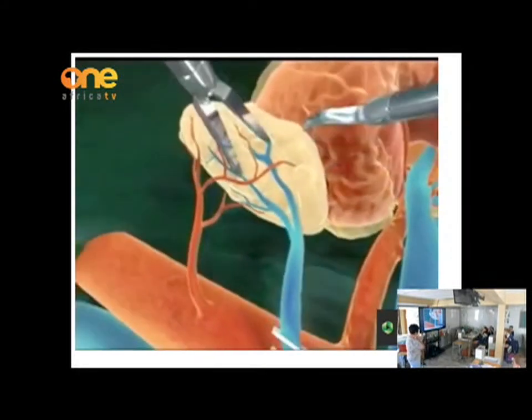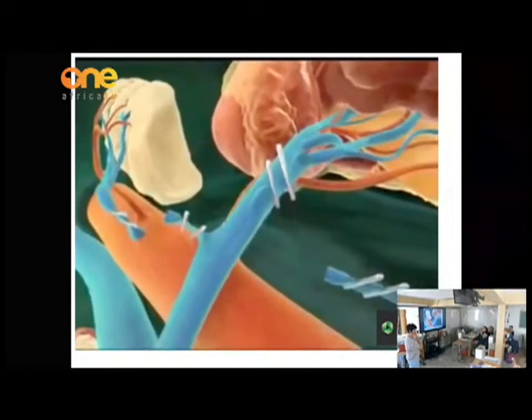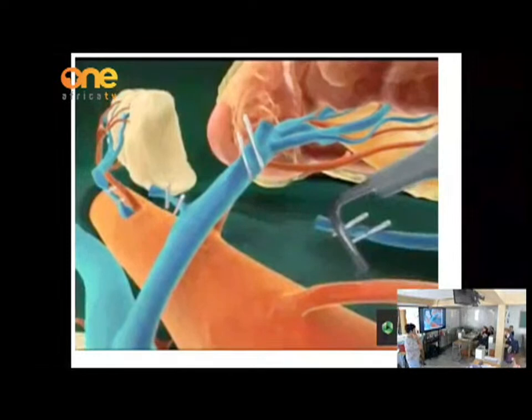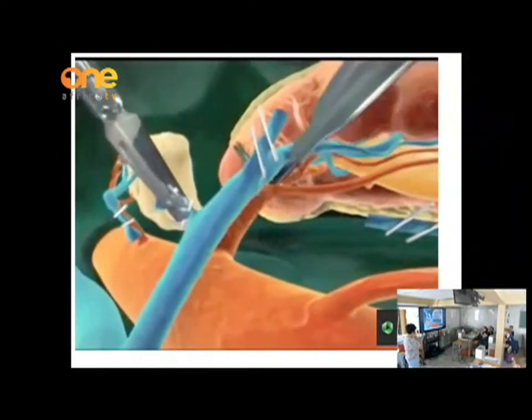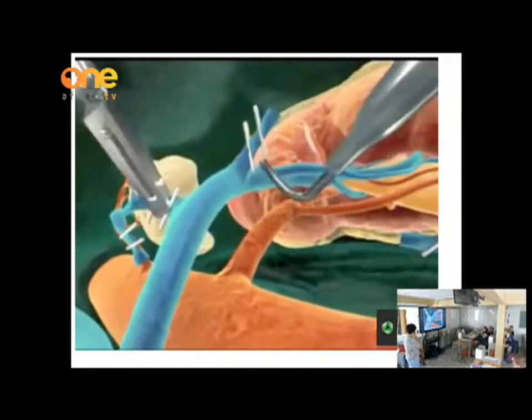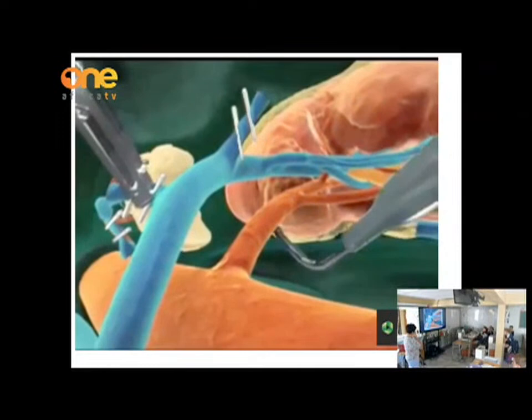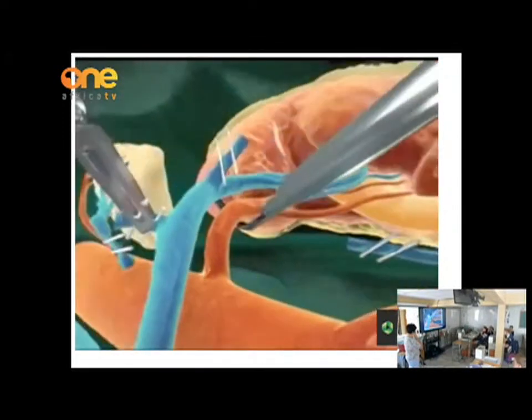Next, the adrenal gland is separated from the kidney. Adrenal gland, for your adrenaline. Then the major renal vessels, the renal vein, and then the renal artery are dissected free from surrounding tissues.